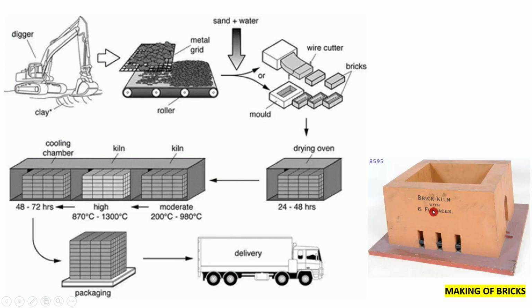This is the figure showing the kiln. In this one, it is not like multiple kilns. It means we can increase the temperature from 200 to 870. So this is a real picture of a brick kiln.